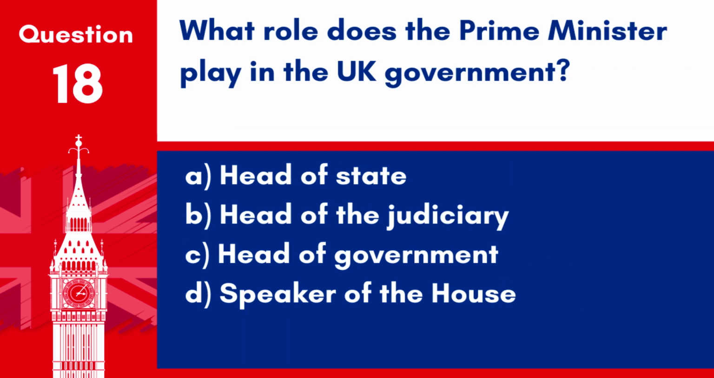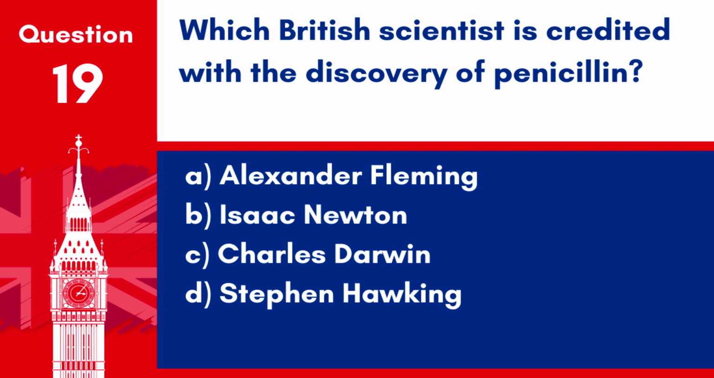Question 18. What role does the Prime Minister play in the UK government? A. Head of State. B. Head of the Judiciary. C. Head of Government. D. Speaker of the House. Answer: C. Head of Government. The Prime Minister is the head of government in the UK, responsible for running the government and implementing policy.